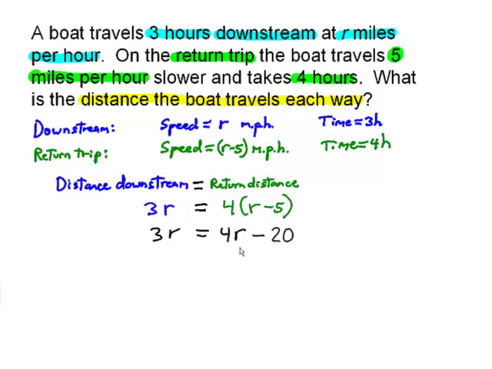So now we have an equation with variables on each side. So we need to collect variables on one side. Notice, if we subtract 4r from each side, we're going to end up with a negative variable on the left. Don't really want to do that, so instead of doing that, let's subtract 3r from each side. On the left side, we get 0. And on the right side, 4r minus 3r is 1r, or r minus 20.